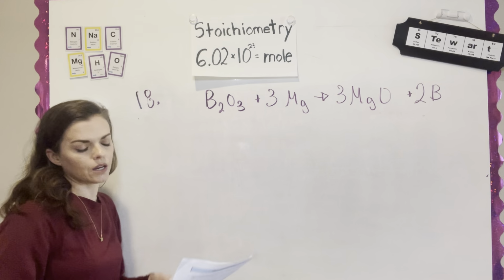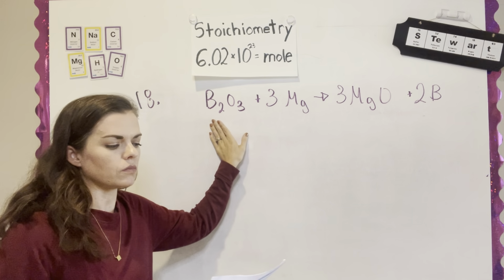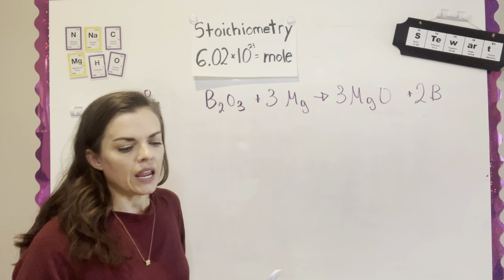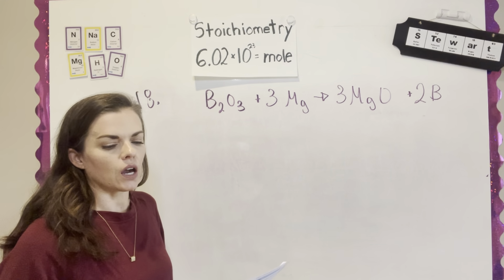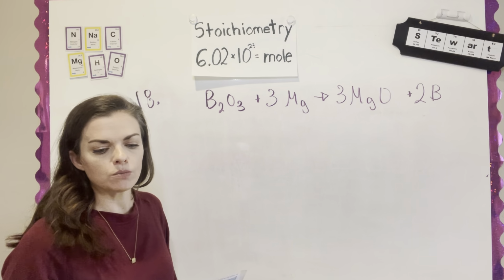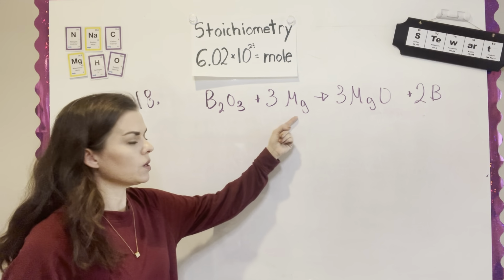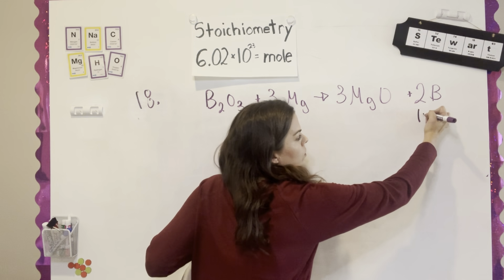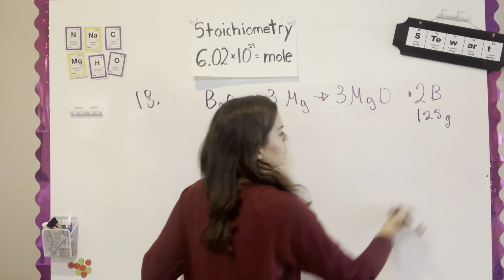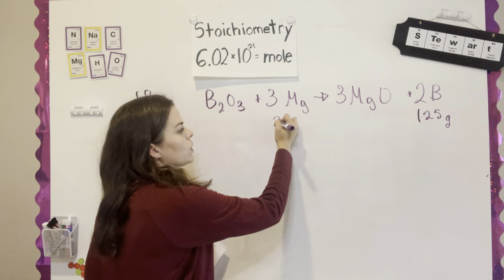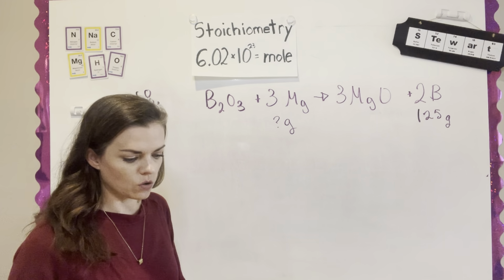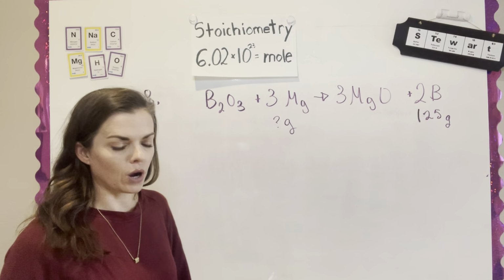Number 18. So we have this reaction. We're using it to make boron. And if I'm wanting to make 125 grams of boron, how many grams of magnesium am I going to start with? So the goal in the end is 125 grams of boron, and the question is how many grams of magnesium do I have to start with? So this is a multiple step problem.